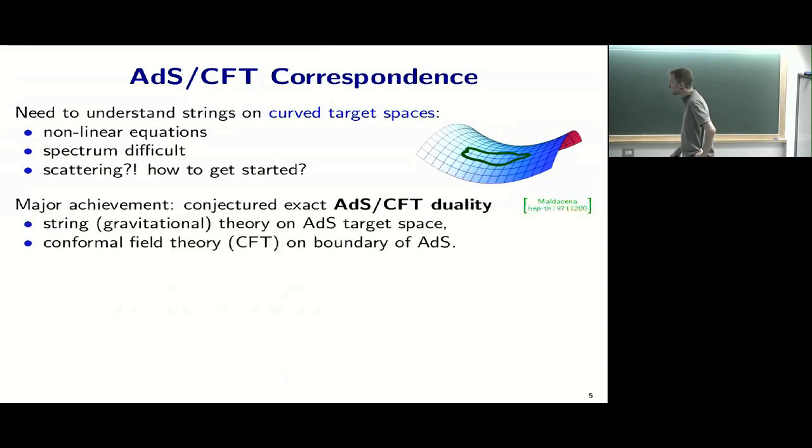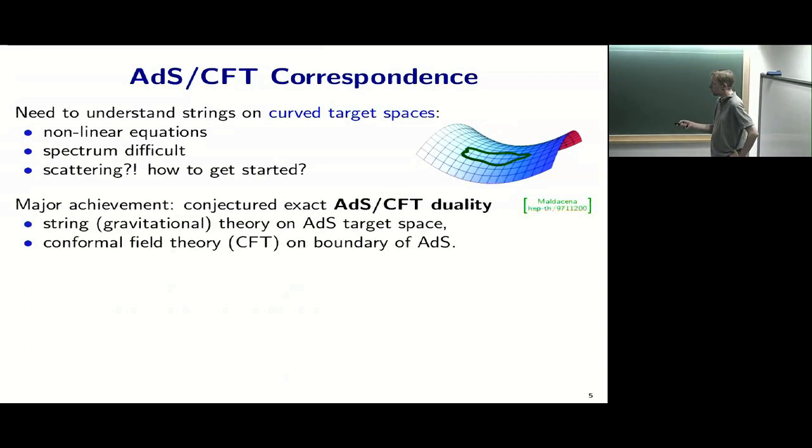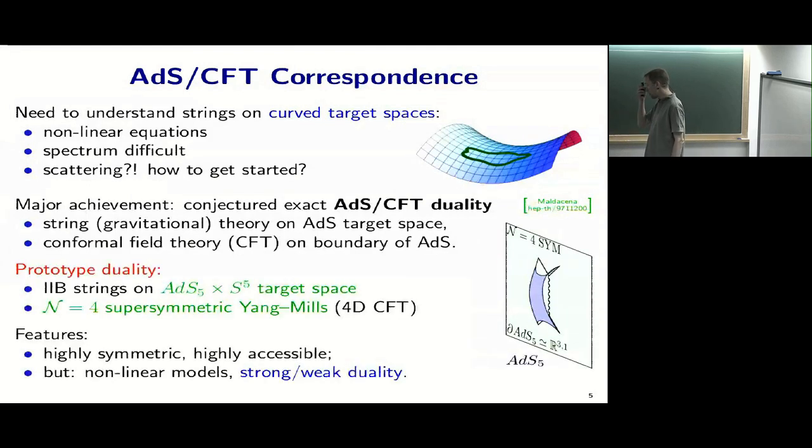And the AdS/CFT in this context is a major achievement because it relates a string theory, or more generally a gravitational theory, on such an AdS target space to a conformal field theory, which is the boundary of AdS. So we have a very different picture, which helps us to understand some of the aspects of the original model. The prototype for such a duality is the duality between type IIB strings on AdS5 x S5 target space with N=4 supersymmetric Yang-Mills, which is a 4D CFT.